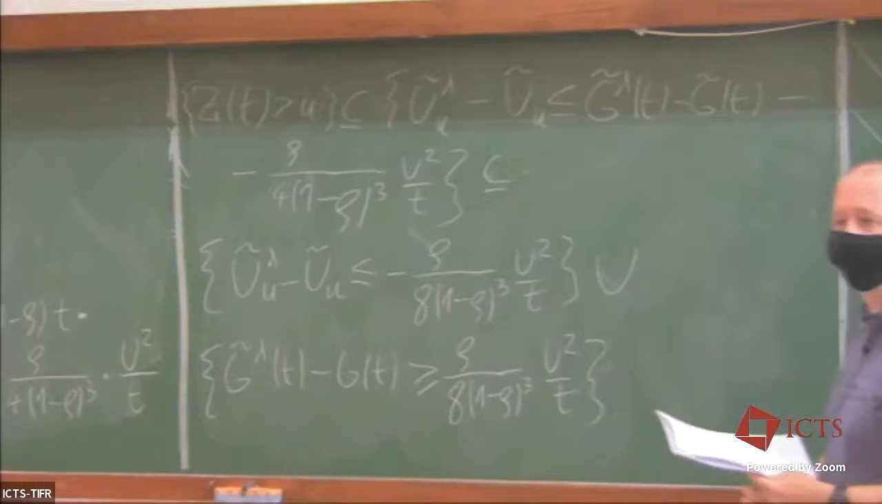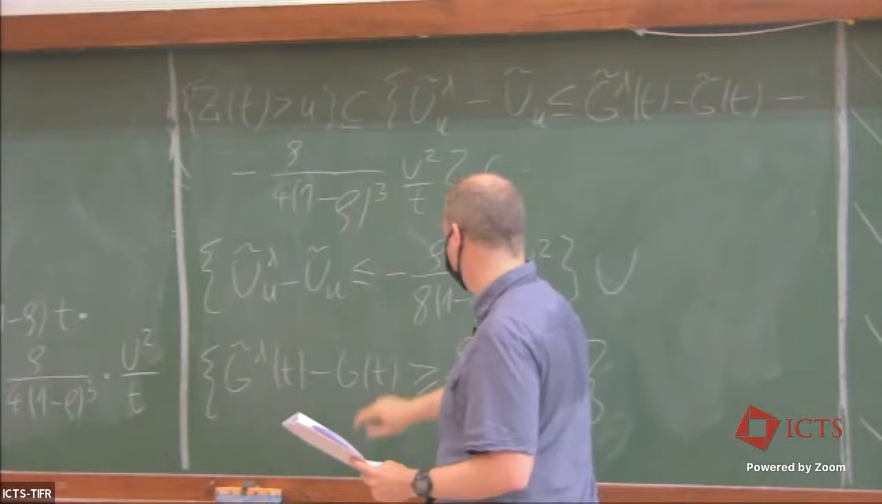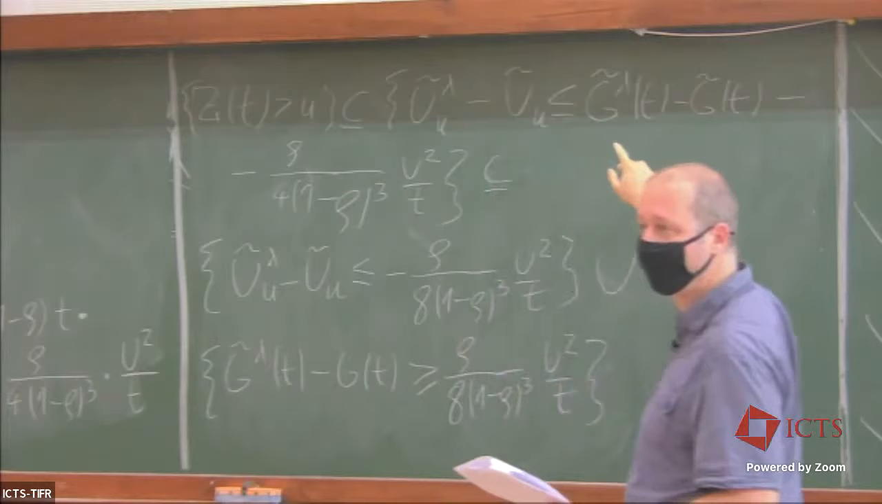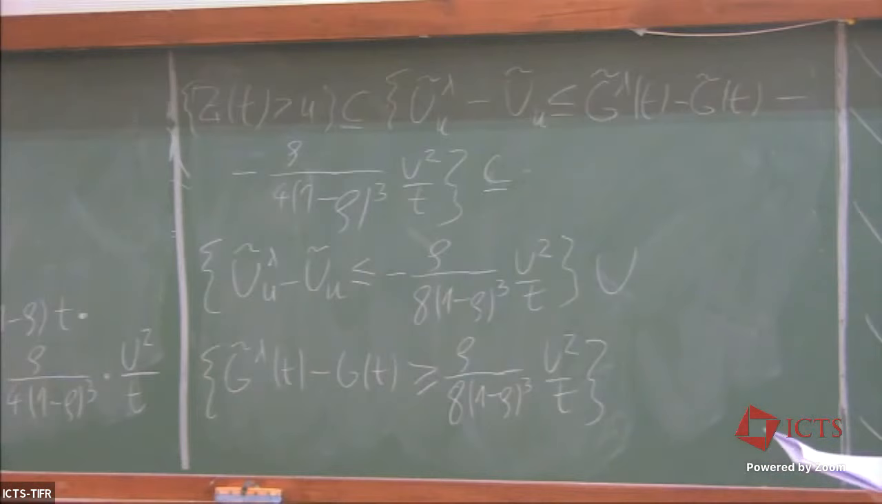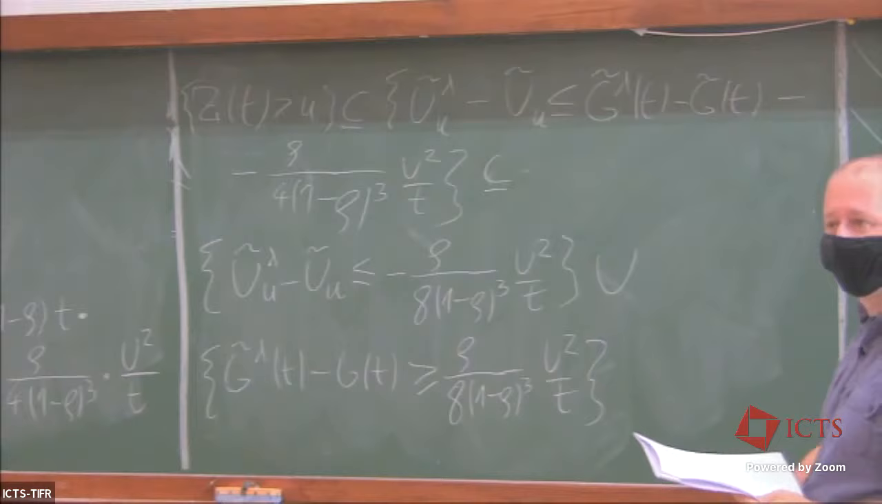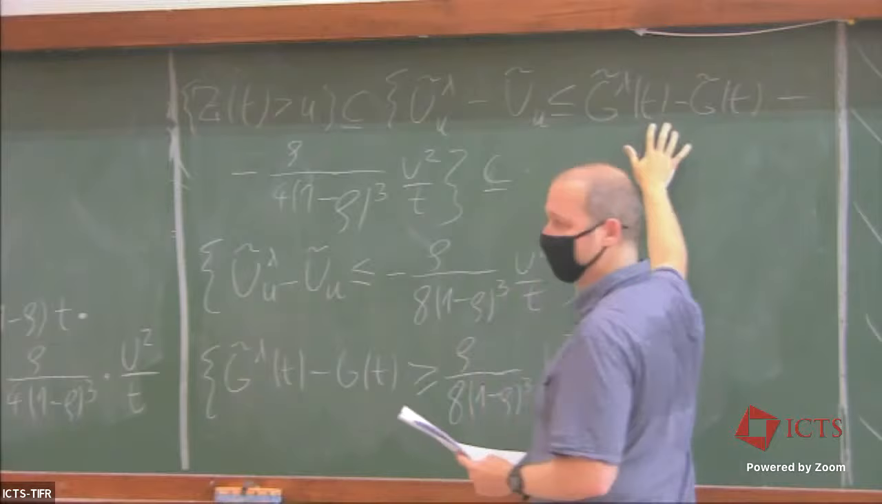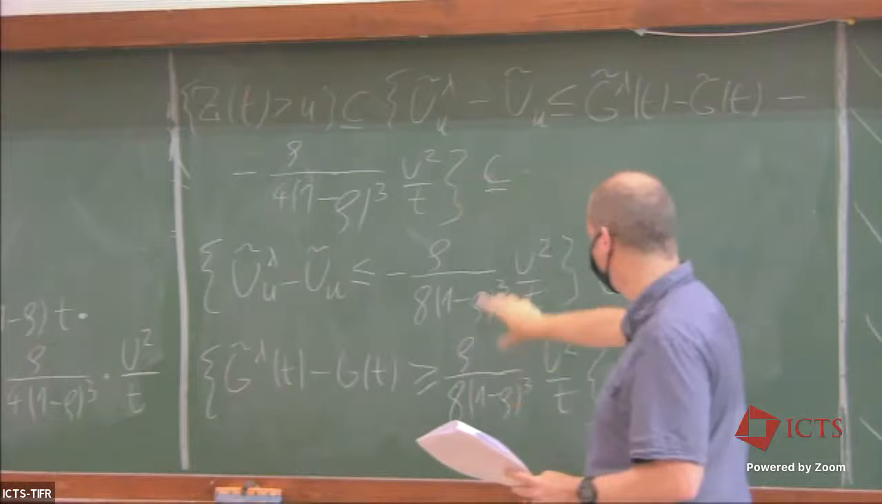If none of these events happens, if u is larger than that and the g is smaller than that at the same time, that will violate my inequality. Does it make sense? This is a probabilistic splitting. I'll leave you one minute to digest this. So this inequality means that either ũ is small enough or g̃ is large enough, at least one of the two. And that means this or that. You could, of course, split in other ratios, but that's what I do.